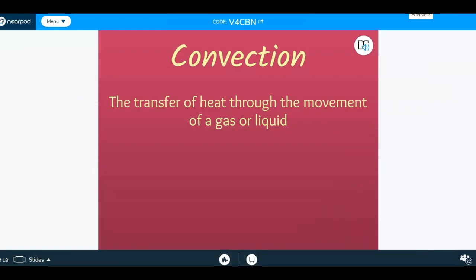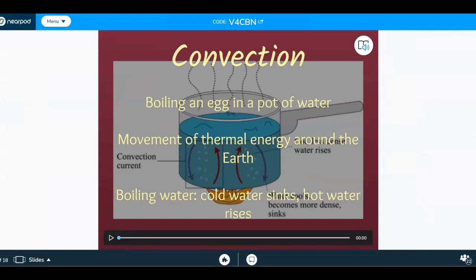Hot air balloons. Hot air balloons are all about convection, right? You put hot air into the balloon, the hot air goes up. As it cools off, it comes back down to the ground. Otherwise, we wouldn't get in those balloons. It would be a very wild trip. So again, boiling an egg, movement of thermal energy.